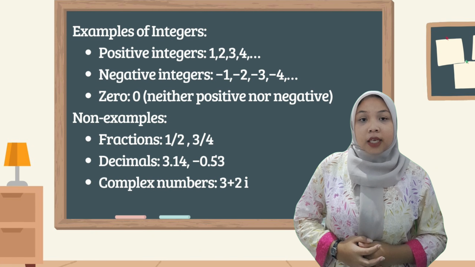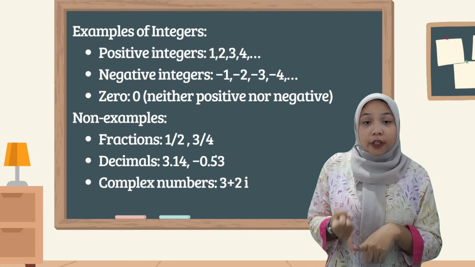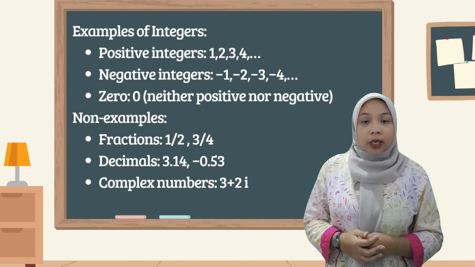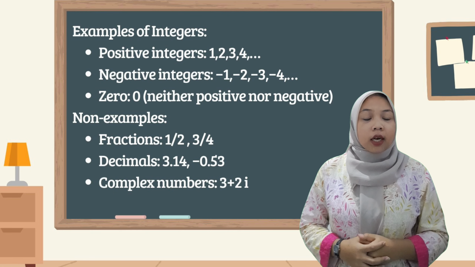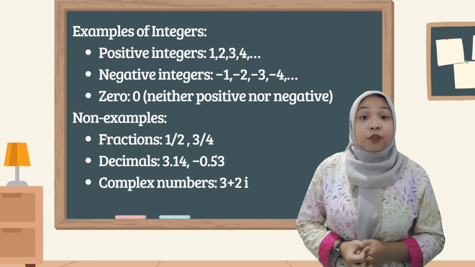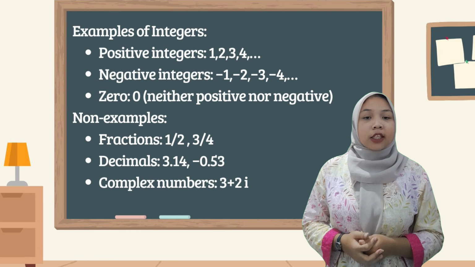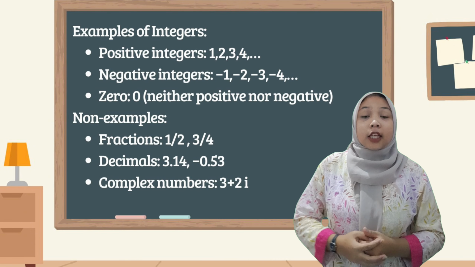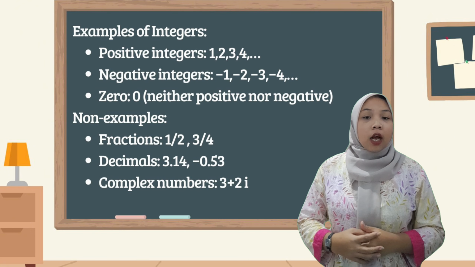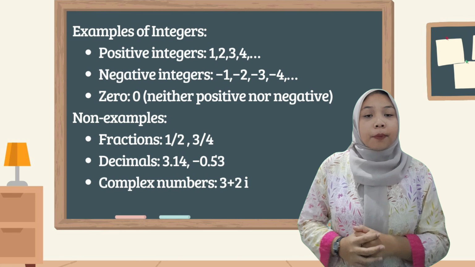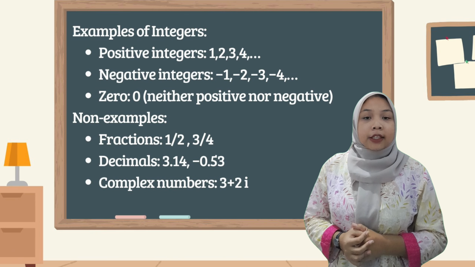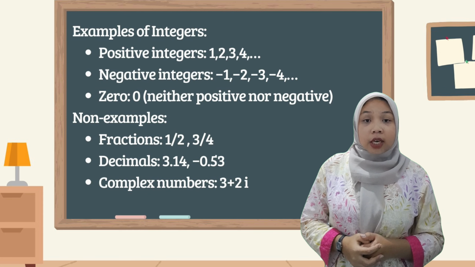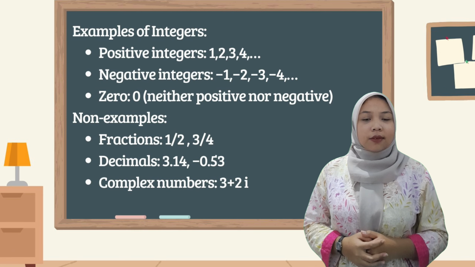For non-examples, there are fractions: 1/2, 3/4, and so on. Decimals: 3.14, 0.53. Even though negative 0.53 has a negative sign, negative 0.53 is not a whole number but a decimal number. And for non-examples, complex numbers: 3 plus 2i.